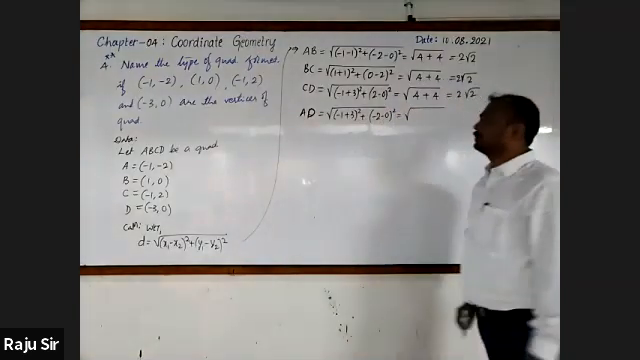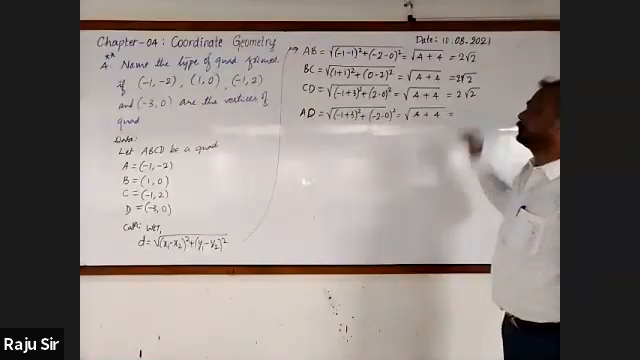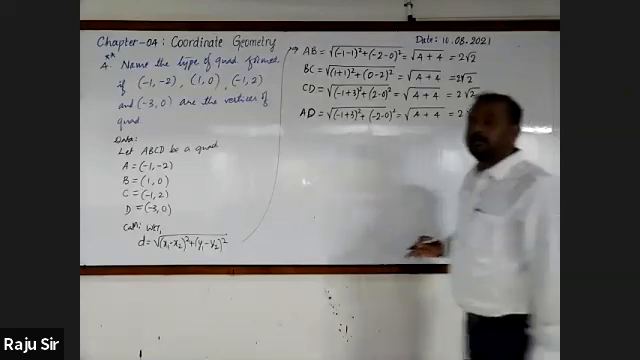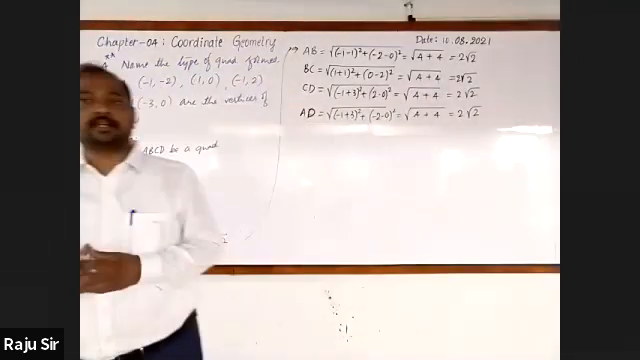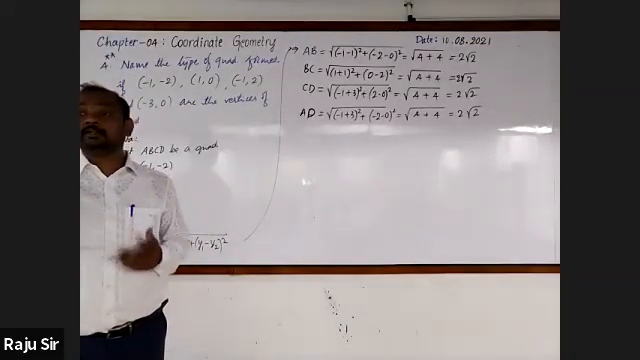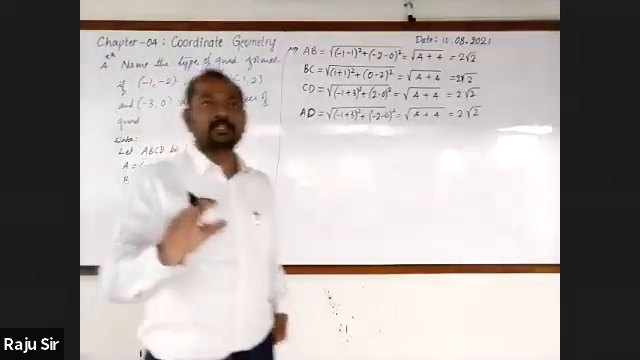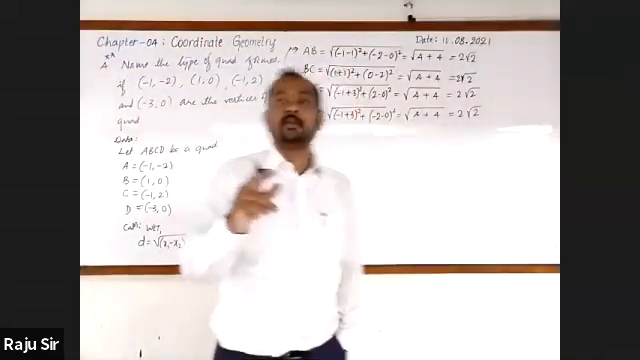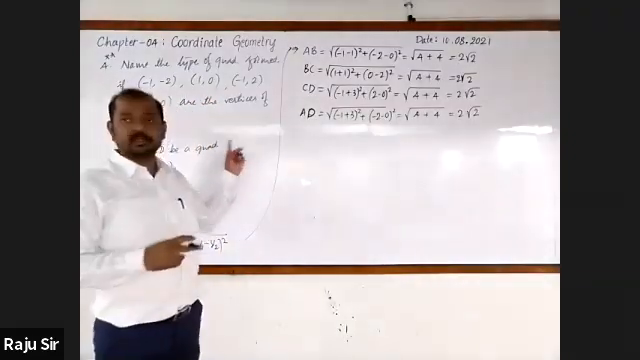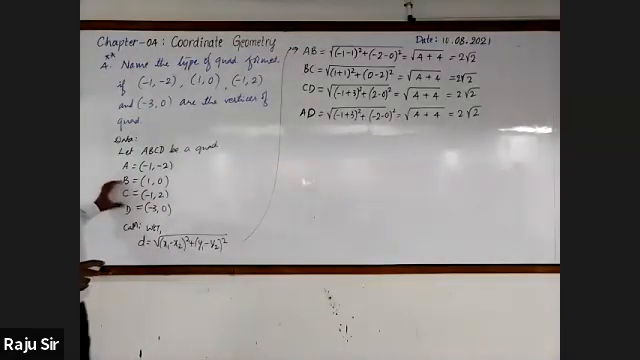It is equal to square root of 4 plus 4, 2 root 2. If all the sides of a quadrilateral are equal, it is either a square or a rhombus. But if you want to decide whether it is a square or a rhombus, we use the diagonals. We have two diagonals: one is finding the diagonal AC and another one BD. Right?